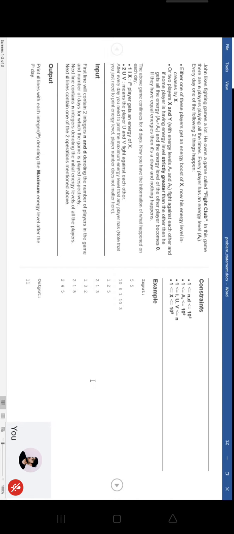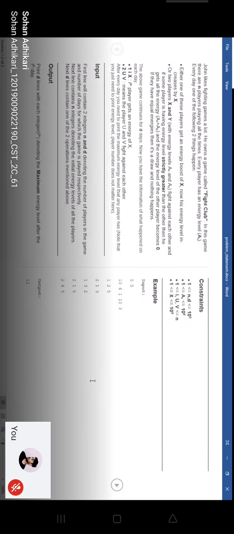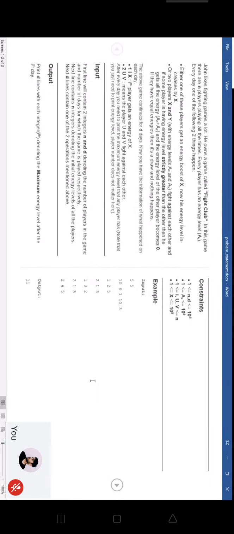Now, in the second line, there will be n different integers. These n integers will represent the initial energy levels of the n players.